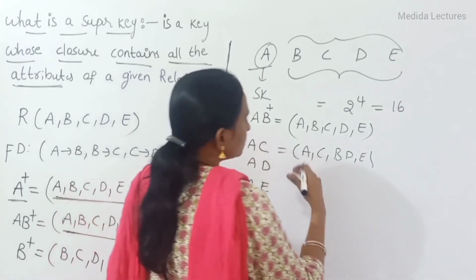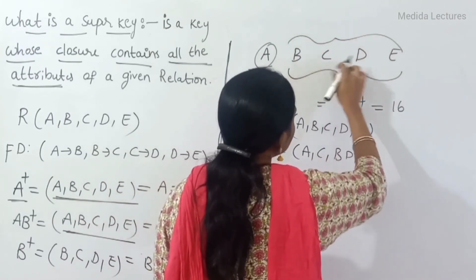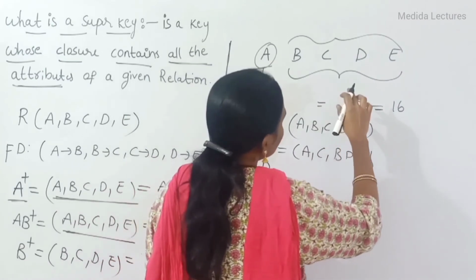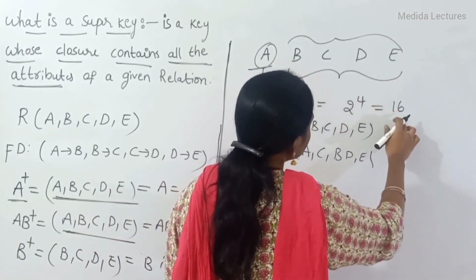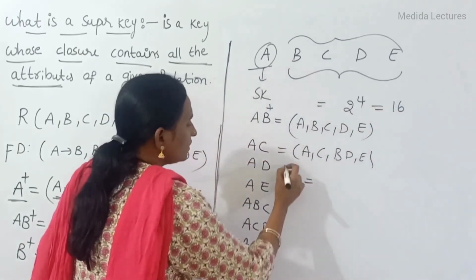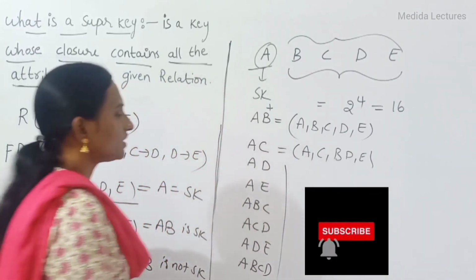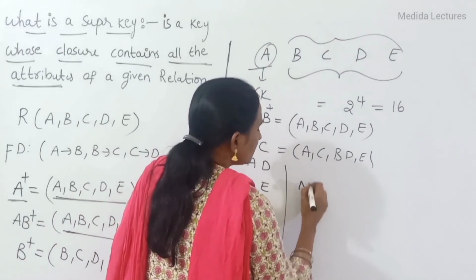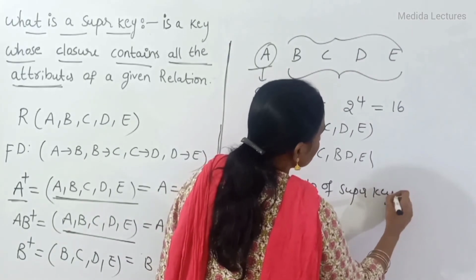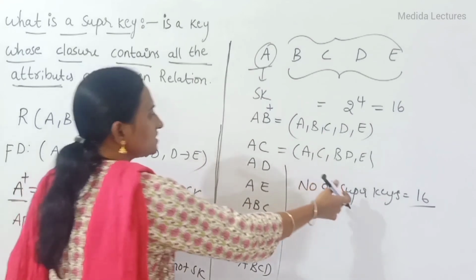So how to find out the total number of super keys? If A is a super key, what are the remaining attributes? B, C, D, E. 4 attributes. So how many possible combinations exist? 2 power 4, that equals 16. So finally, what is the total number of super keys for this problem? The number of super keys is 16. So what are the 16 super keys?